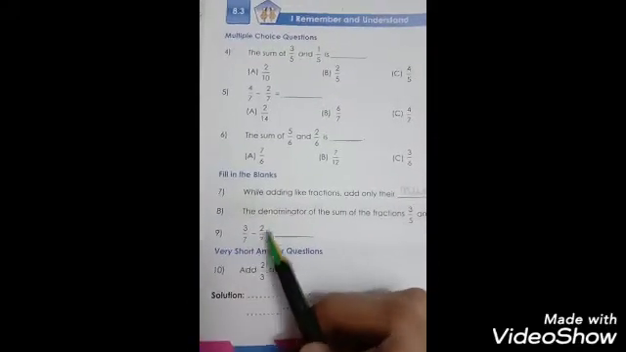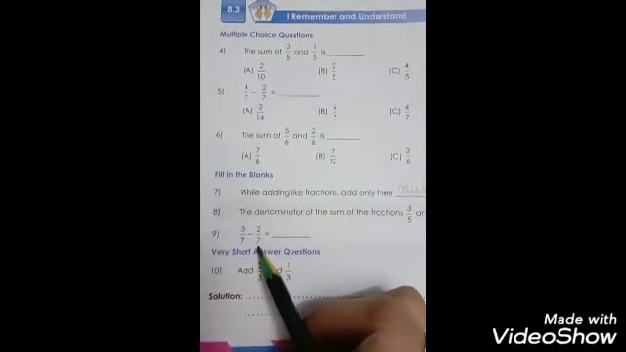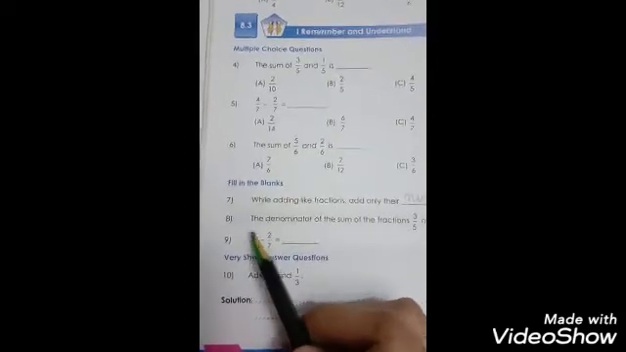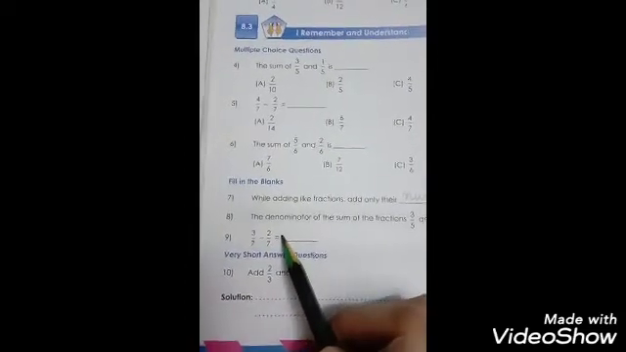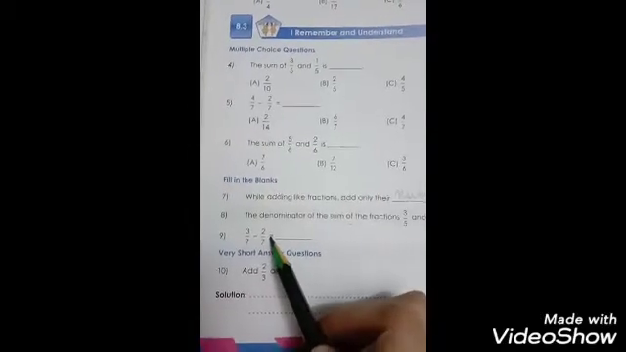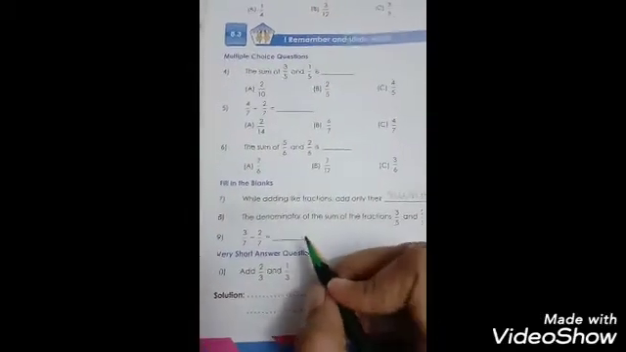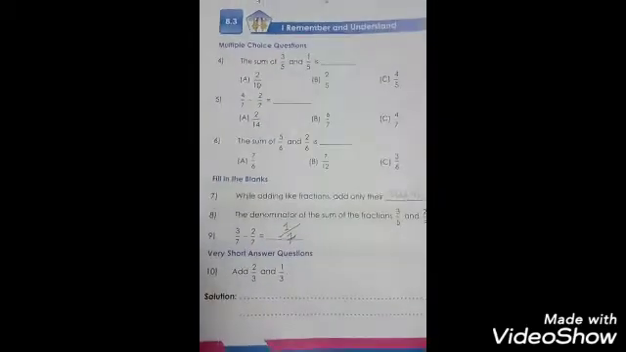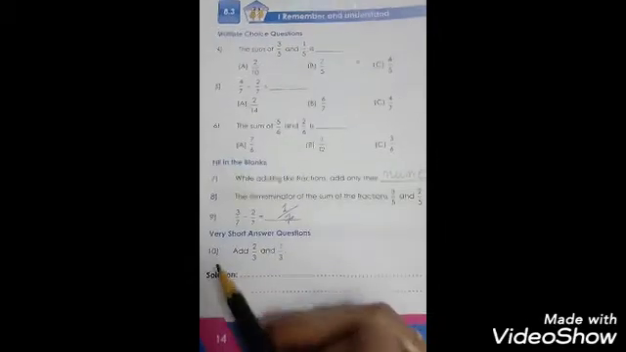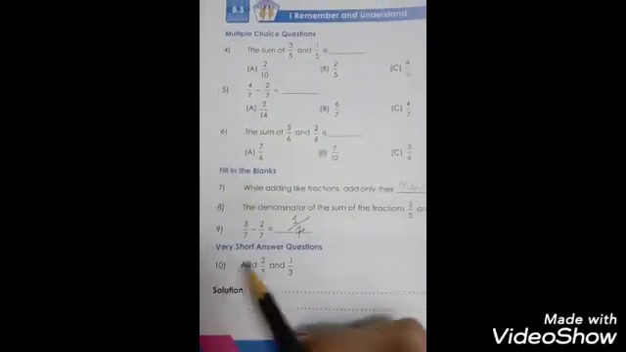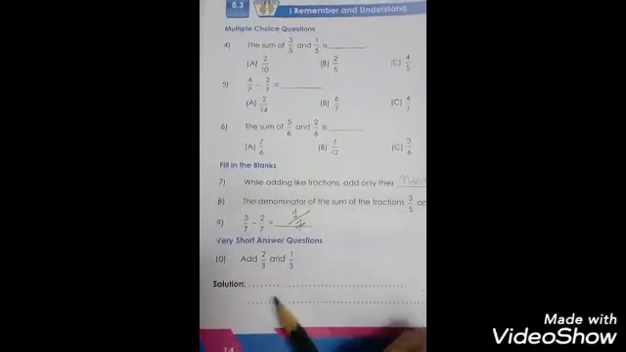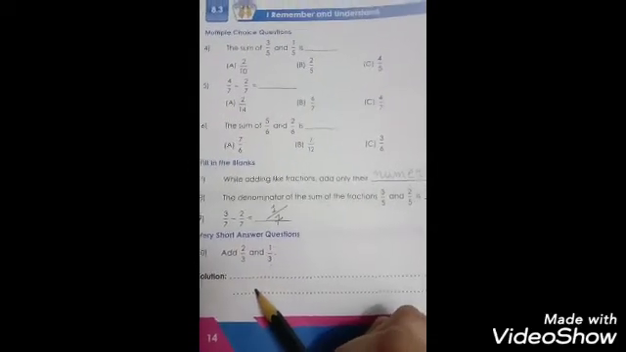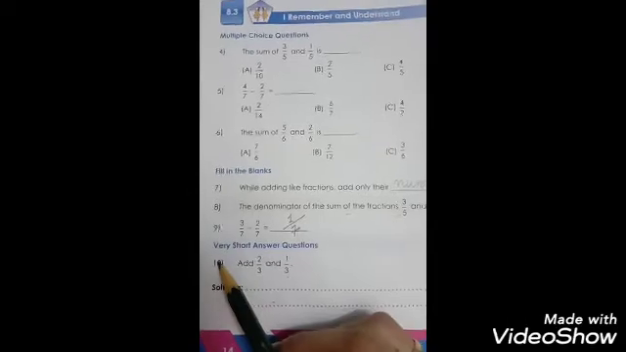3 by 7 minus 2 by 7. What is the answer? So which part we will look? We will look only the numerator. We will subtract only the numerator. So 3 minus 2 is how much? Answer is 1 by 7. Got it? Now, number 10 is add 2 by 3 and 1 by 3. As I have already taught you and also told you how to add like fraction. So number 10, you do it as a home practice.